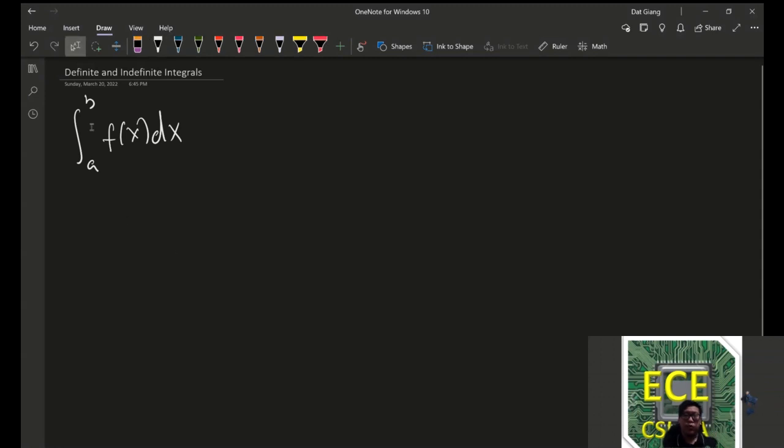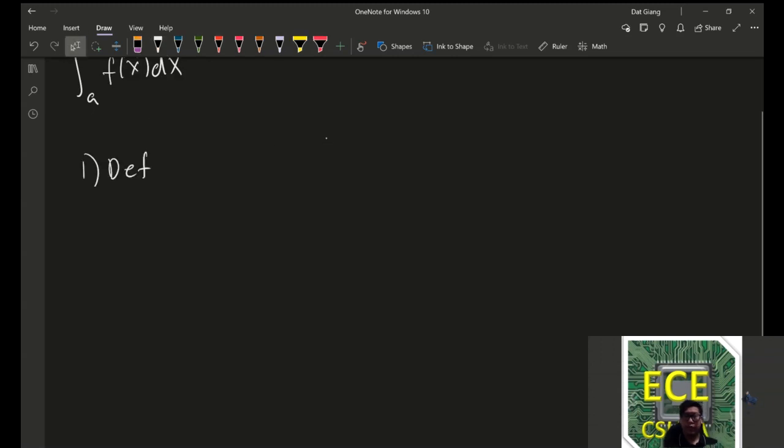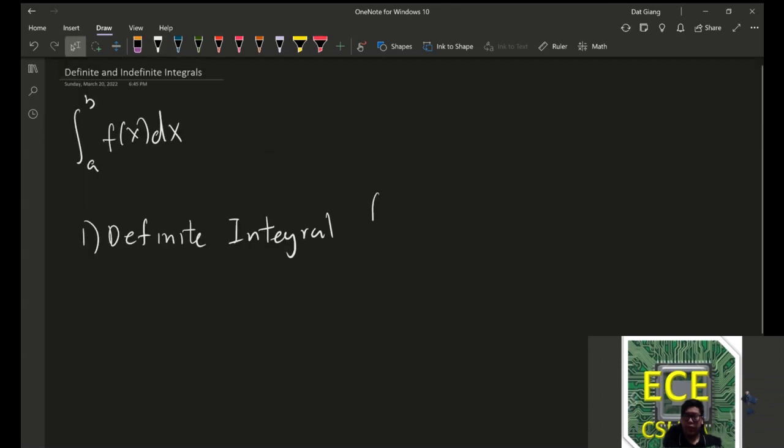Now, we want to differentiate between two types of integrals. The first one is called the definite integral. This is given above as an integral with two boundaries a and b. We will not discuss whether or not these boundaries are discontinuous for now, but we will take it for granted that a and b are continuous points.